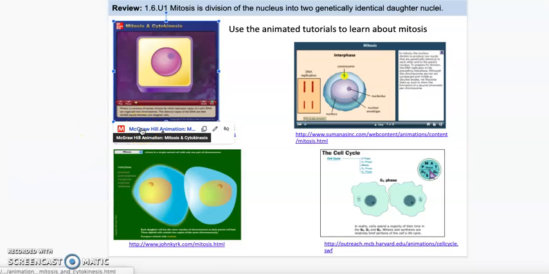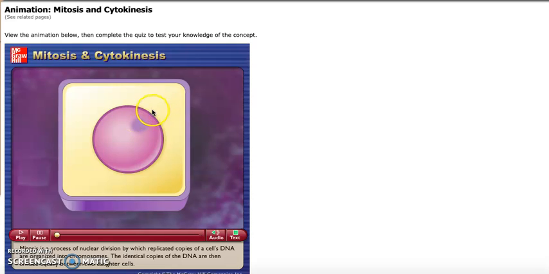and go to this slide right here, you'll find this nice animation for mitosis. Again, we're going to review mitosis right now. So I'm just going to go ahead and play this so you can remember what mitosis is all about. Mitosis is a process of nuclear division by which replicated copies of a cell's DNA are organized into chromosomes. The identical copies of the DNA are then divided equally between two daughter cells.